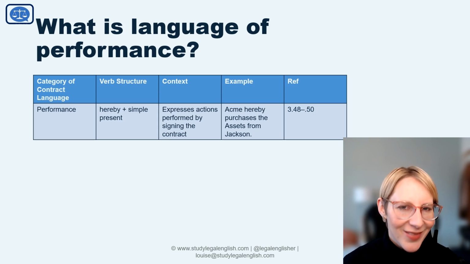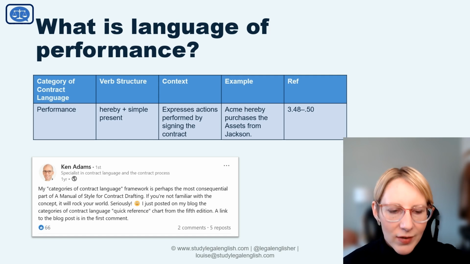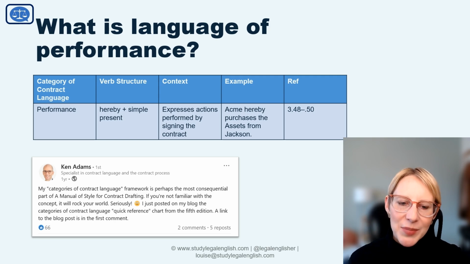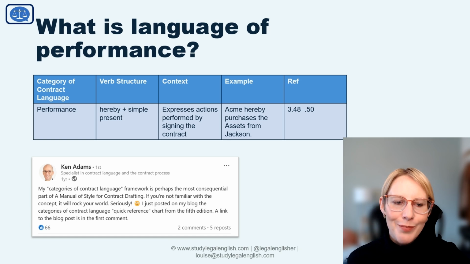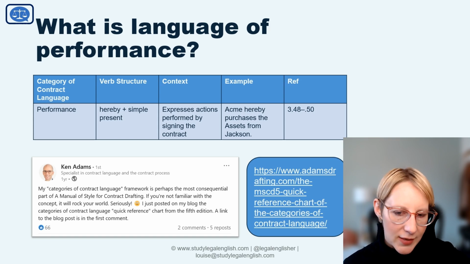And if you're interested in this, you might be interested in Ken Adams's LinkedIn post here. I've captured it from LinkedIn. Ken said, "My categories of contract language framework is perhaps the most consequential part of a manual of style for contract drafting. If you're not familiar with the concept, it will rock your world." Seriously, smiley face. "I just posted on my blog the categories of contract language quick reference chart from the 5th edition. A link to the blog post is in the first comment," and you can see that link is actually here.